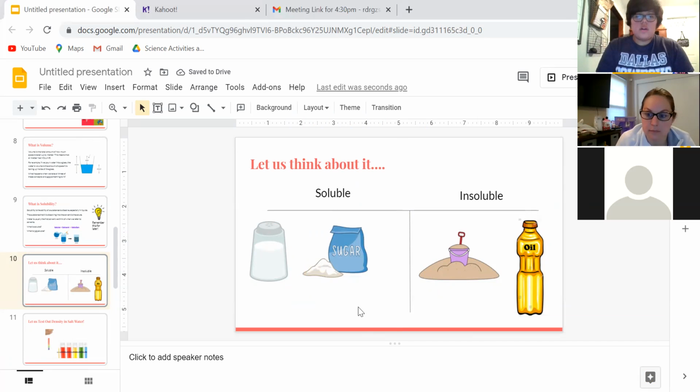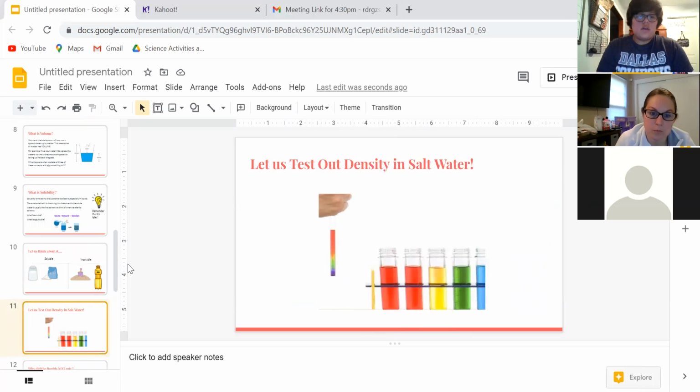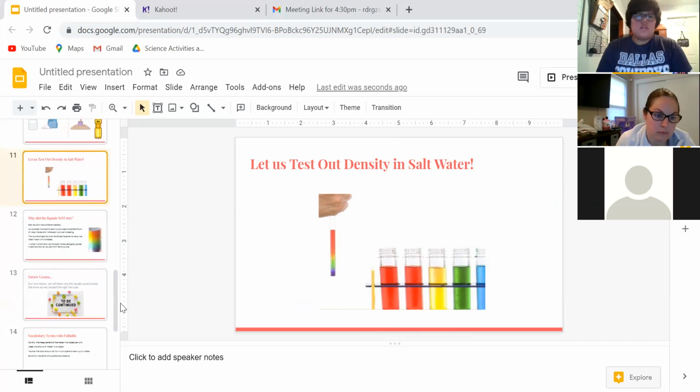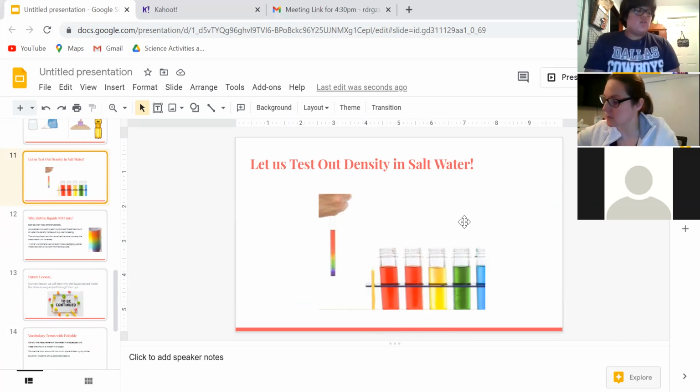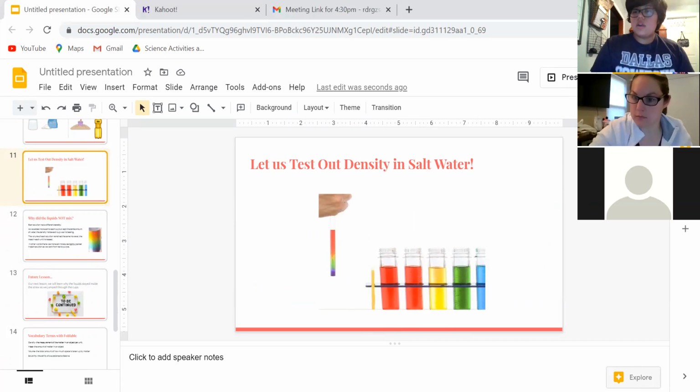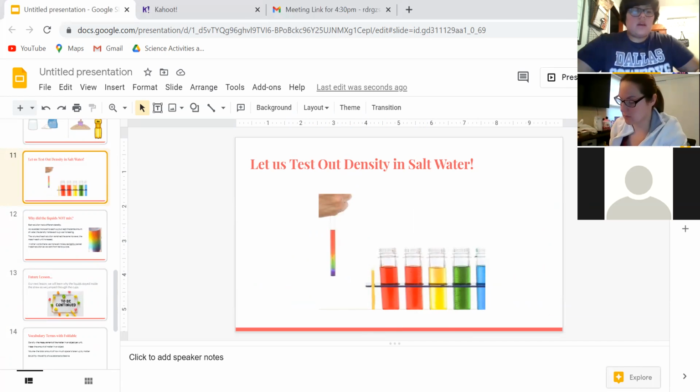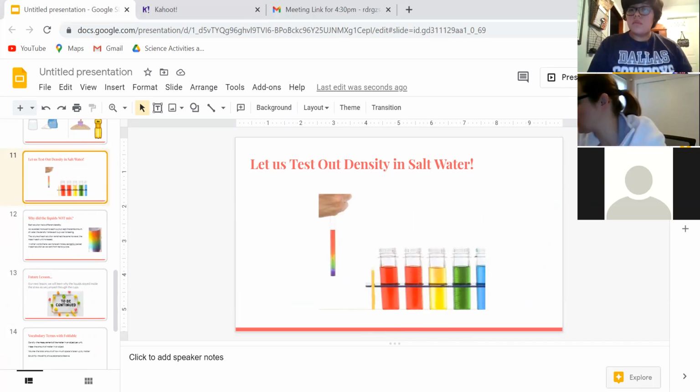So you guys did great on the T-chart. So now this is going to take a little time, but now I want us to move into testing out our density in salt water. So I'm going to move to a different station, and while I'm moving, I'm going to have you guys get your cups and materials ready.